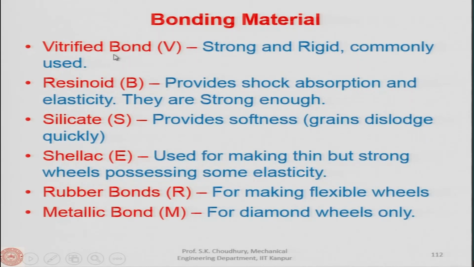Now, the vitrified bond is designated as a capital letter V. These are very strong, rigid, and commonly used. They are available abundantly in nature and not very expensive. All right.